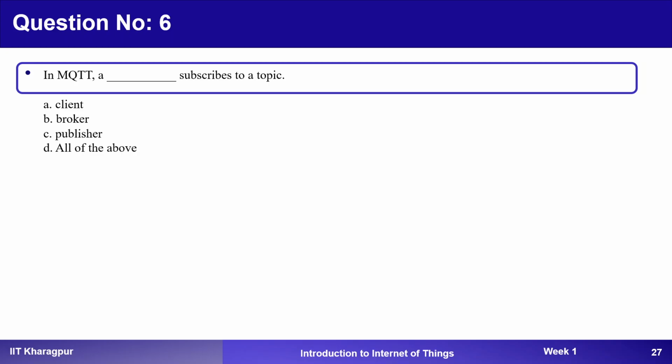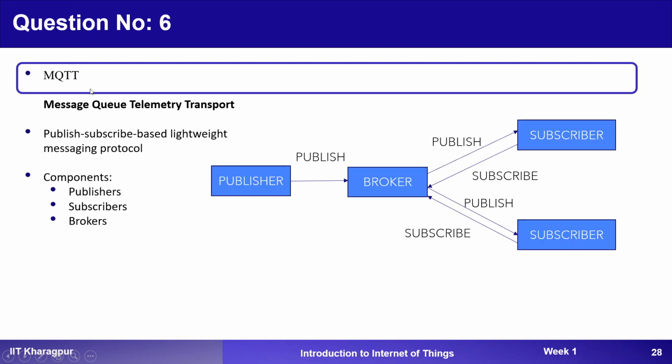See, in case of your MQTT, it follows your publish subscribe based model. In this model, there are basically three components: your publisher, broker, and subscriber. Your subscribers are also called clients. So your publisher is going to publish the services to the broker, and further from the broker, various clients are going to subscribe to the various kinds of services they need.